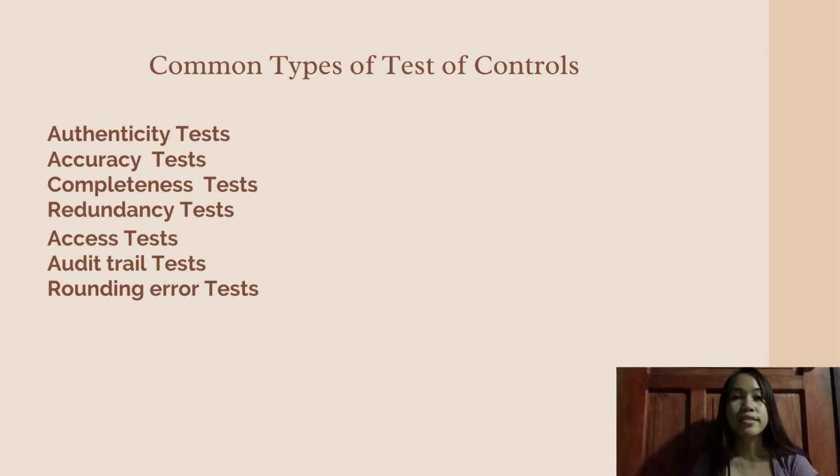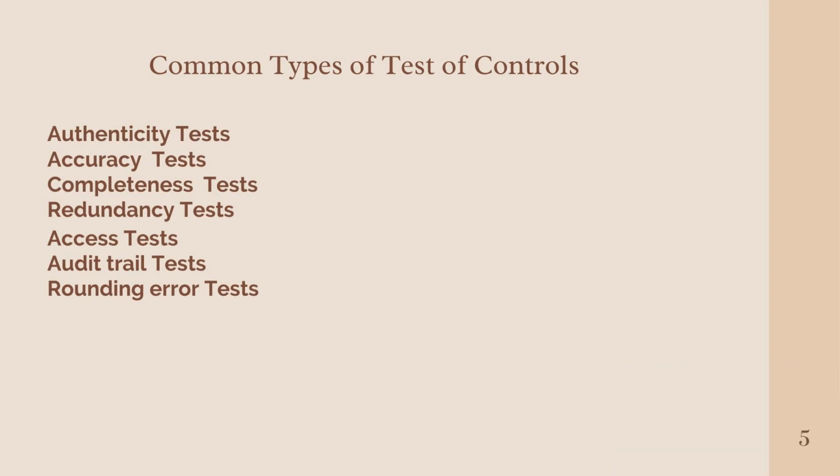Next is the completeness test, which identifies missing data within a single record and entire records missing from a batch. The types of tests performed are field test, record sequence test, hash totals, and control totals. We also have here the redundancy test, which determines that an application processes each record only once. Redundancy controls include the reconciliation of batch totals, record counts, hash totals, and financial control totals.